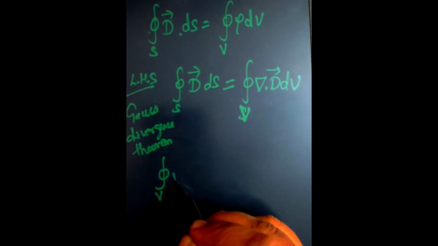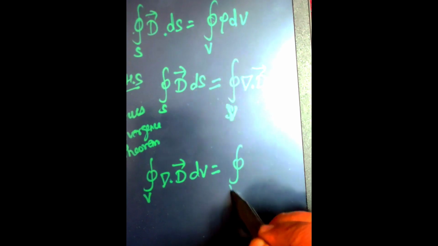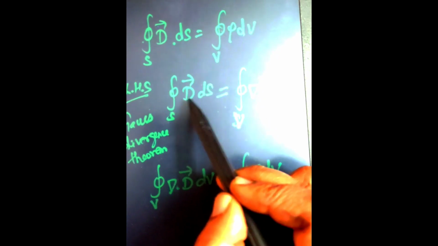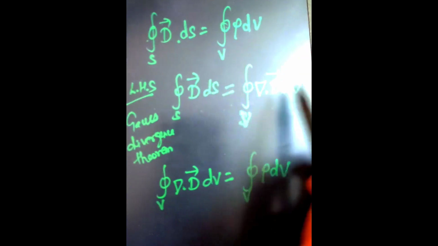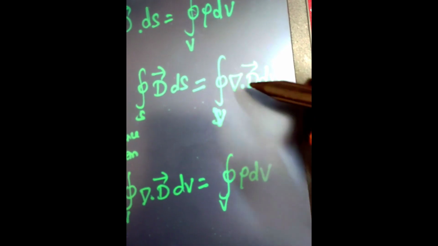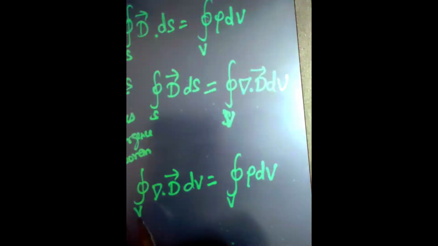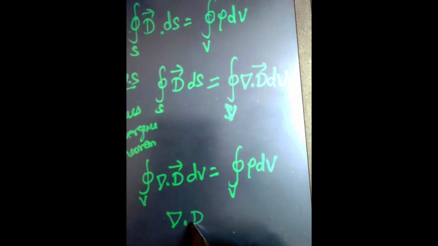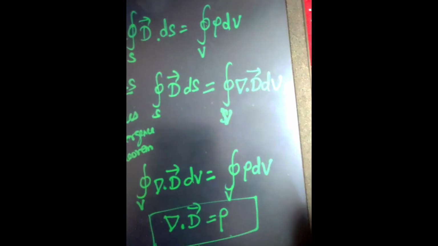On substituting this in the previous equation, in place of the left hand side term, the surface integral converted into the volume integral by applying the Gauss divergence theorem, we get the volume integral of del dot D vector dv equal to the volume integral of the charge density. Now on both sides the volume integral is the same, so the integrands are the same. The volume integral is cancelled on both sides. We get del dot D vector is equal to rho. So this is Maxwell's first equation.